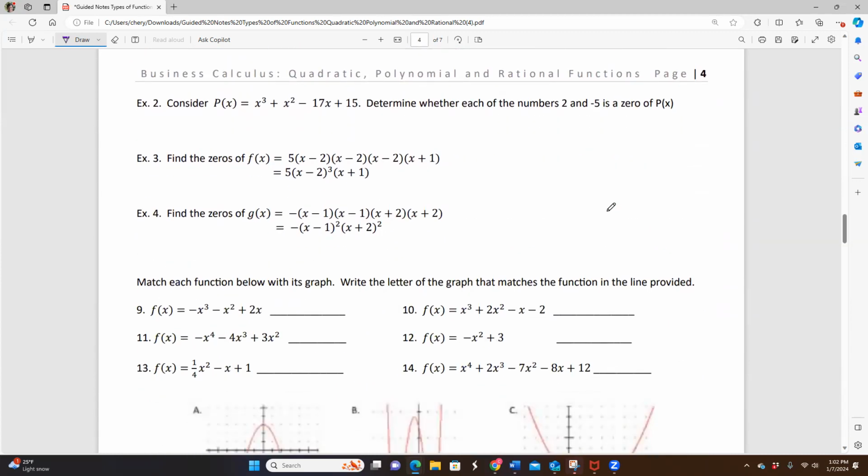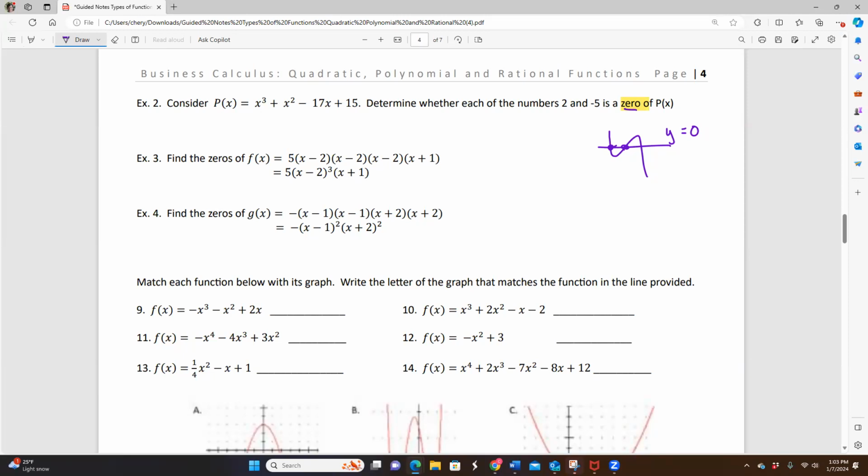In example 2, it says, consider the function p of x equals x cubed plus x squared minus 17x plus 15. Determine whether each of the numbers 2 and negative 5 is a 0 of the polynomial. So a 0 of the polynomial, what that means is, well, first off, it's where the function crosses the x-axis. Those are defined as zeros. Now, what happens when a function crosses the x-axis is the y value equals 0. So to determine whether these numbers are zeros, what we do is we substitute them into this equation. And if the answer equals 0, then their y value is 0, and they would be considered zeros of p of x. So let's do that.